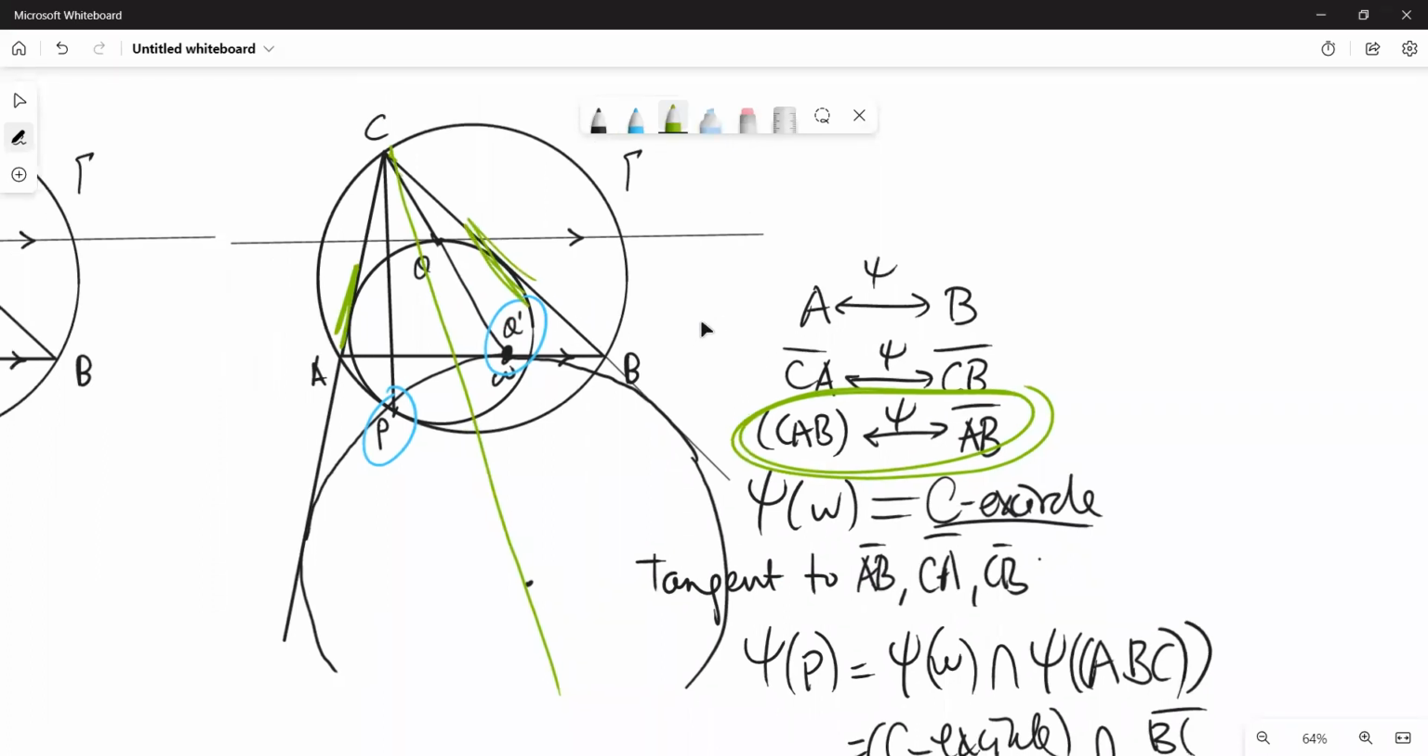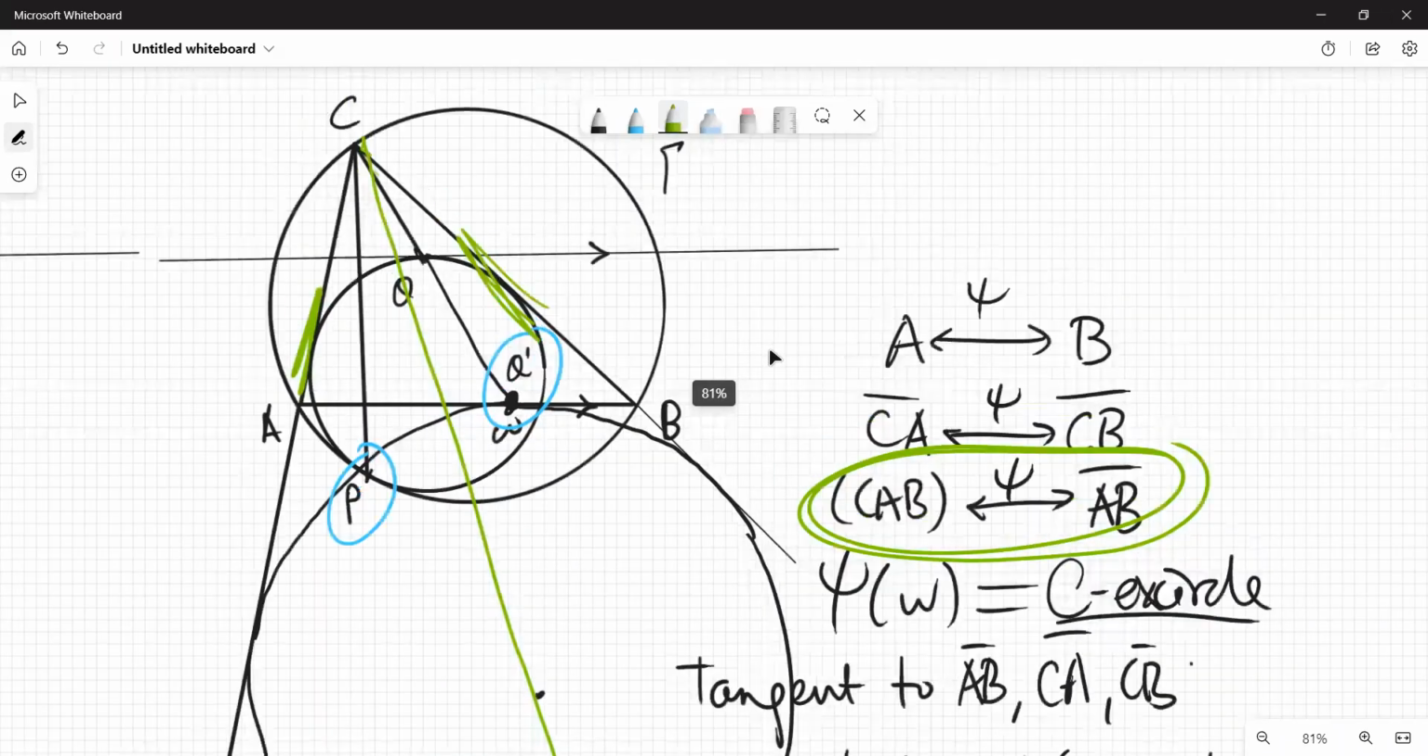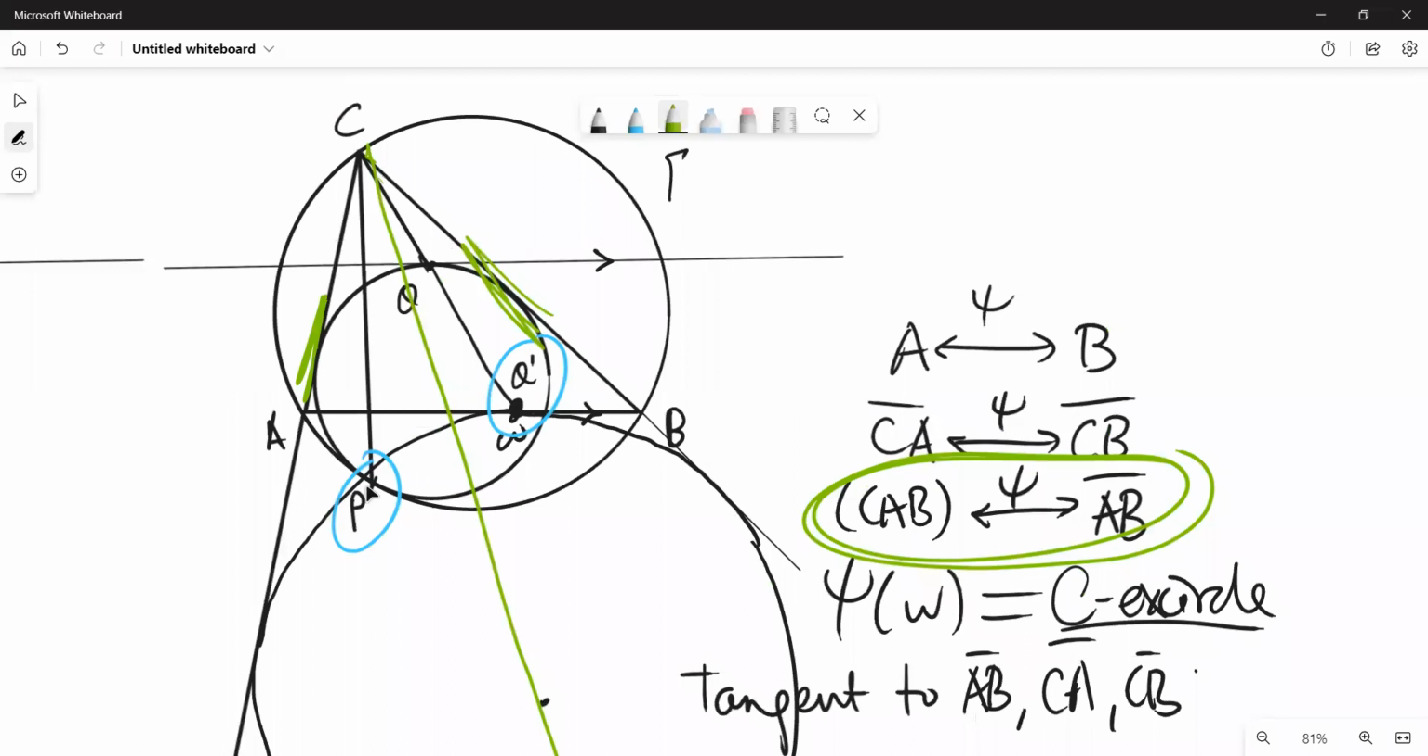How about Q prime? Well, yeah, they do. After you invert P, it should be somewhere here. And then you reflect, you get back to Q prime.